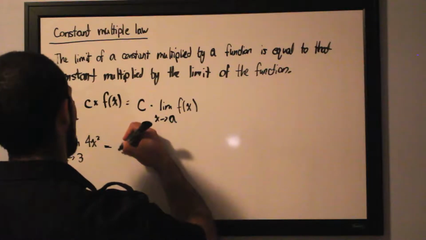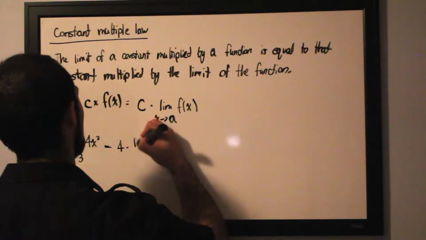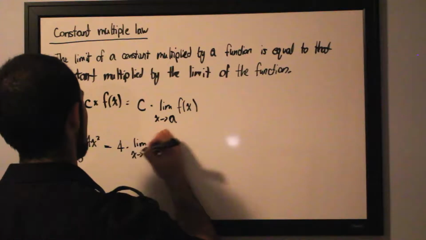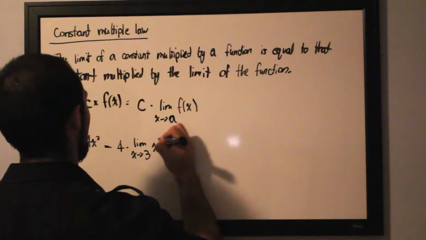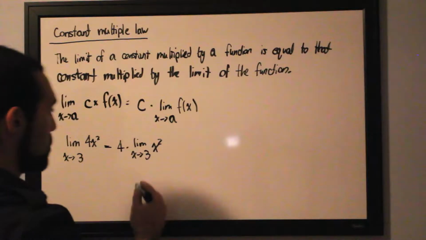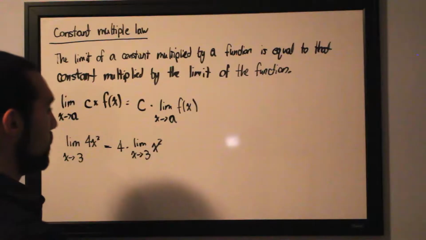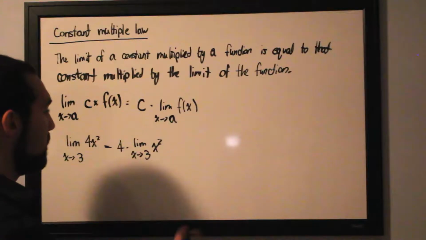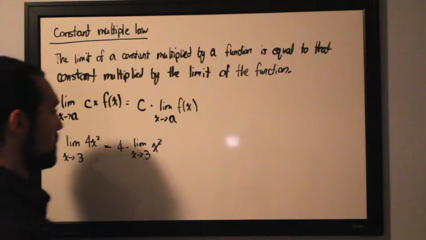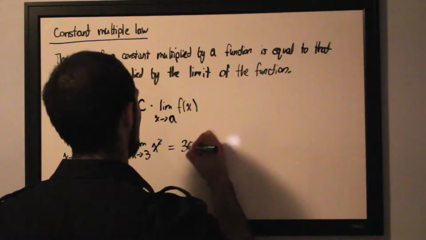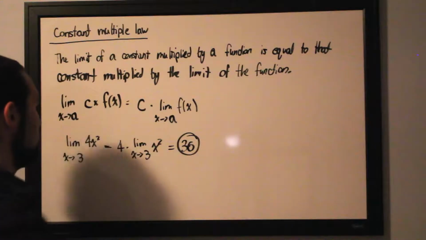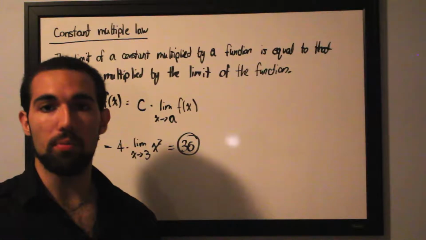This limit is going to be equal to 4 multiplied by the limit as x approaches 3 for x squared. So if we plugged 3 into x squared right over here, we would get 3 squared, which is 9. 9 times 4 is going to give us 36. So the limit is going to be equal to 36. And that's basically the constant multiple law.